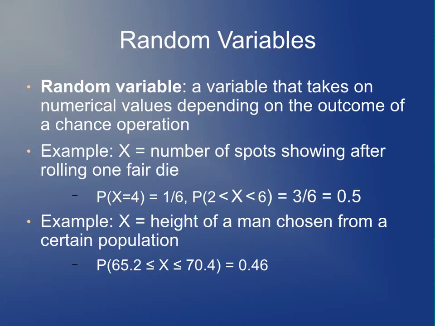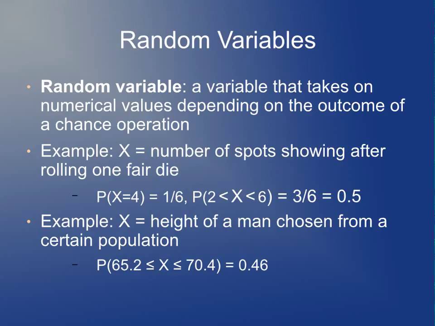But a random variable is defined to be a variable that takes on different numerical values depending on the outcome of some random process. For example, you could roll a die and see how many spots are on the die. And you can make probability statements about this random variable. For example, the probability of rolling a 4 is 1 out of 6. The probability of rolling something between 2 and 5 is 3 out of 6, or 1/2.